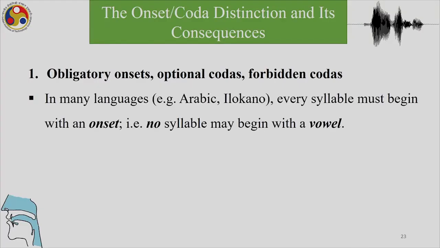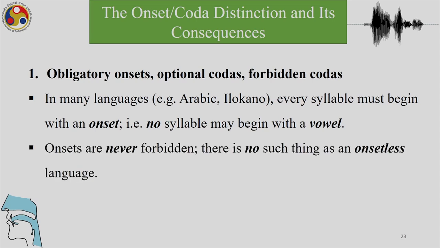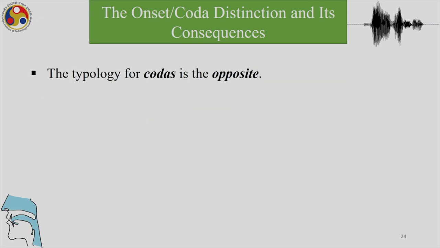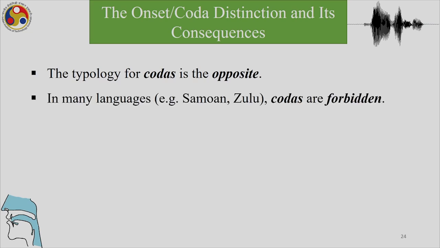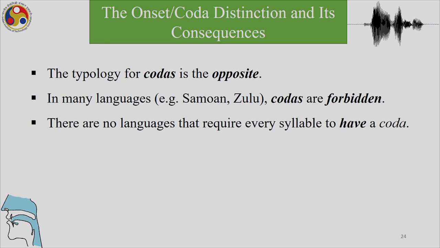So, obligatory onsets, optional codas and forbidden codas. In many languages, for example Arabic and Ilocano, every syllable must begin with an onset, that is, no syllable may begin with a vowel. Onsets are never forbidden. There is no such thing as an onsetless language. The typology for codas is the opposite. In many languages, codas are forbidden. And there are no languages that require every syllable to have a coda.